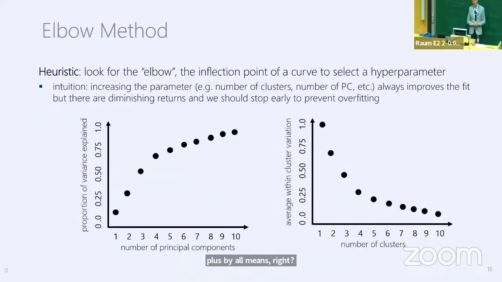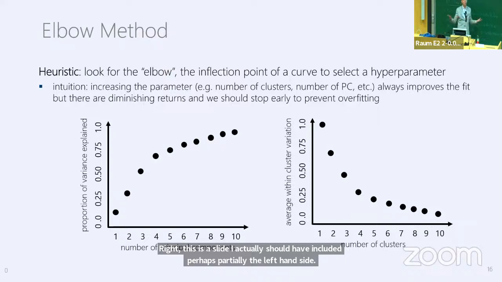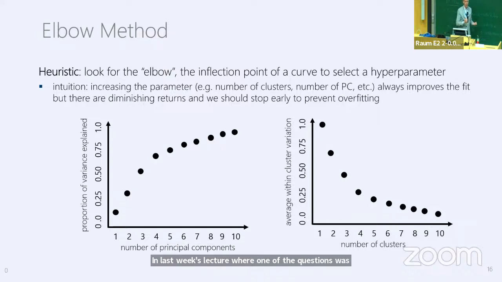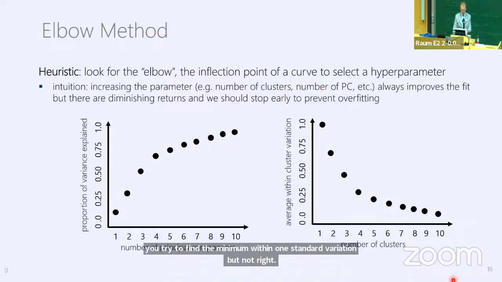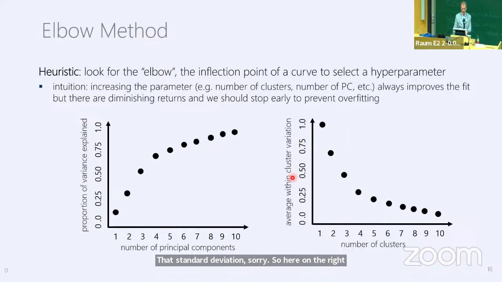Now, quickly, how do we choose the number of clusters? This is a slide I actually should have included, perhaps partially the left-hand side, in last week's lecture, where one of the questions was, how many principal components do we need to find? Ben, you had a question about this. And I spoke about the elbow rule, the elbow method. And like in cross-validation, you try to find the minimum within one standard deviation, whatnot. So here on the right-hand side, you would have the average within-cluster variation for the number of clusters. And as you can see, this drops. Obviously, this keeps on dropping, all the way up to n data points.